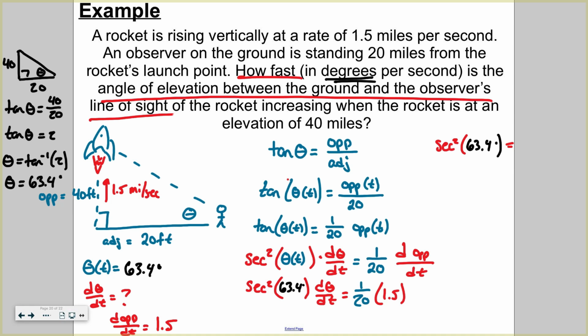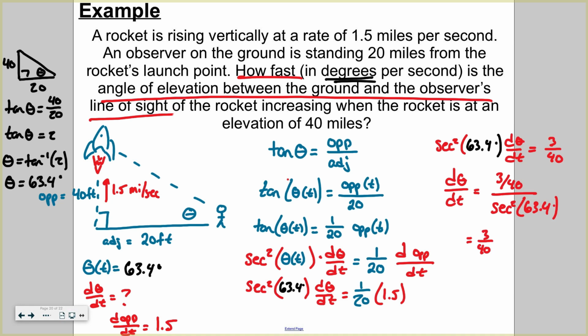Is going to give us a fraction of 3 over 40. And I totally forgot to write the d theta over dt. So therefore, d theta over dt is going to be 3 over 40 all over secant squared of 63.4 degrees, which is really going to be 3 over 40 times cosine squared of 63.4 degrees, and then we can plug that in our calculator.